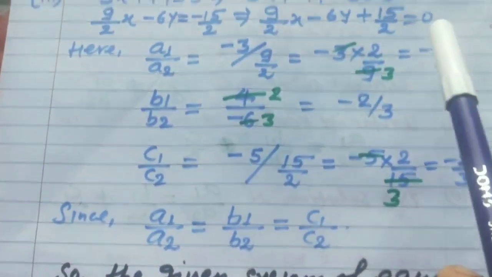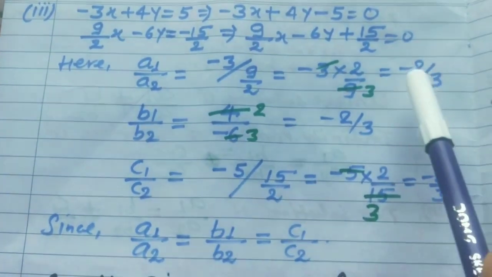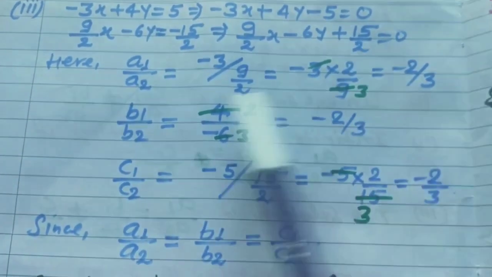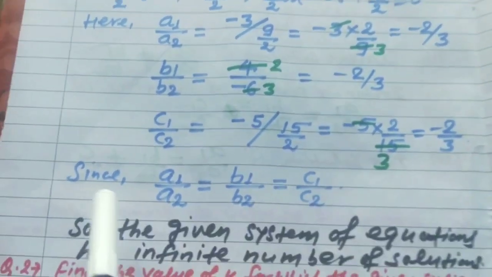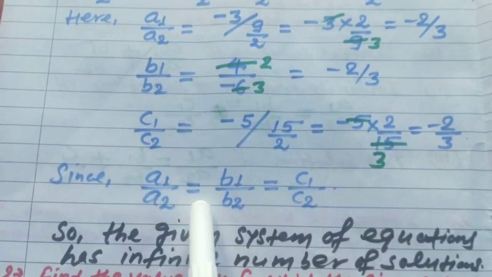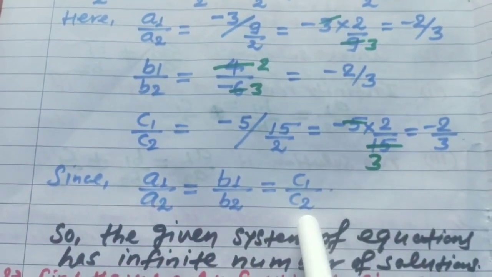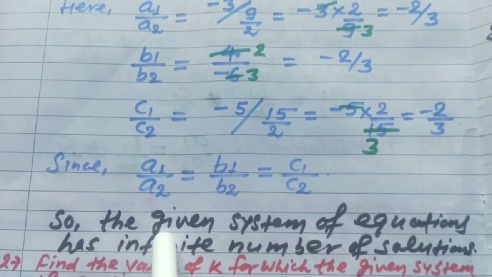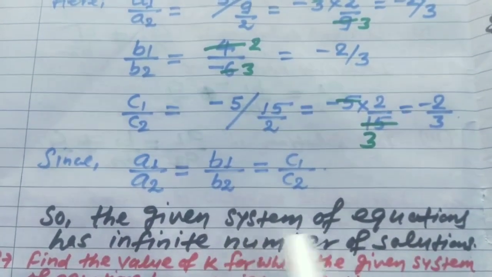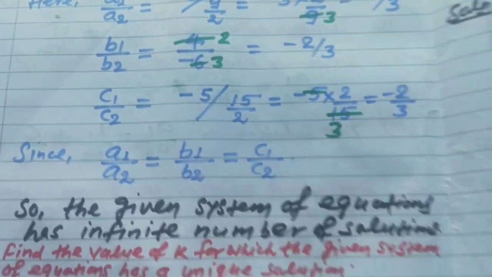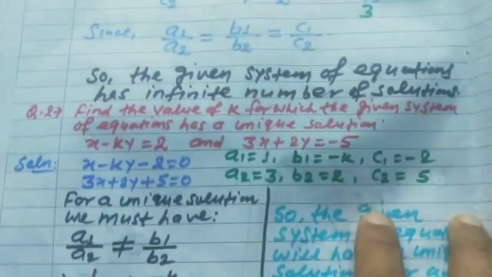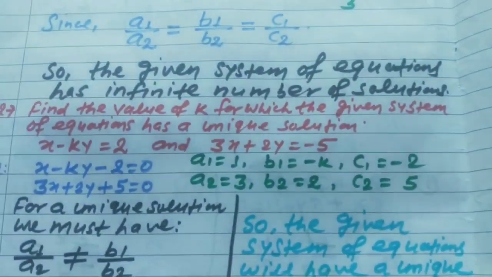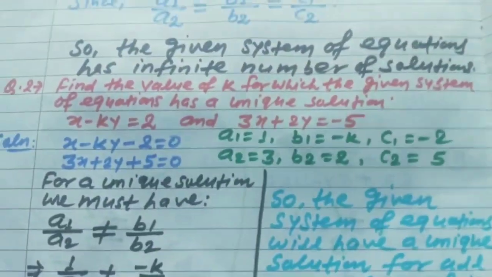Now you can see all these three ratios, that is A1 by A2 is minus 2 by 3, B1 by B2 is also minus 2 by 3, C1 upon C2 is also minus 2 by 3. So since A1 upon A2 is equal to B1 upon B2 is equal to C1 upon C2, the given system of equations has infinite number of solutions. So in this way you can check whether the given pair of system of equations has a unique solution or infinite number of solutions or no solution.